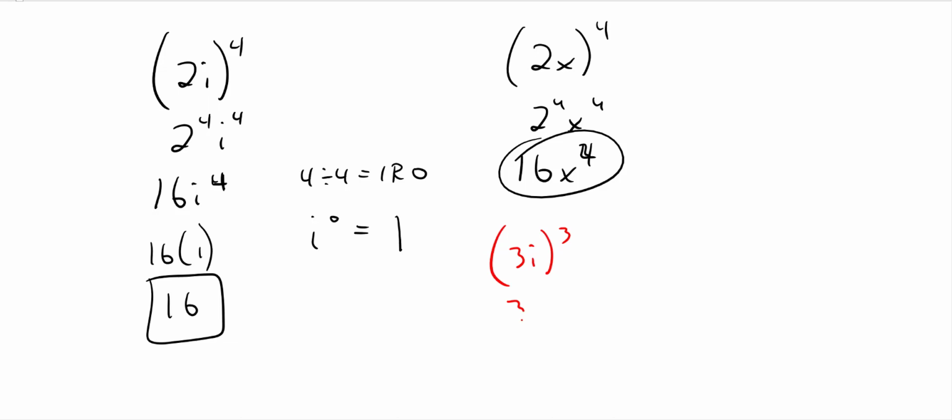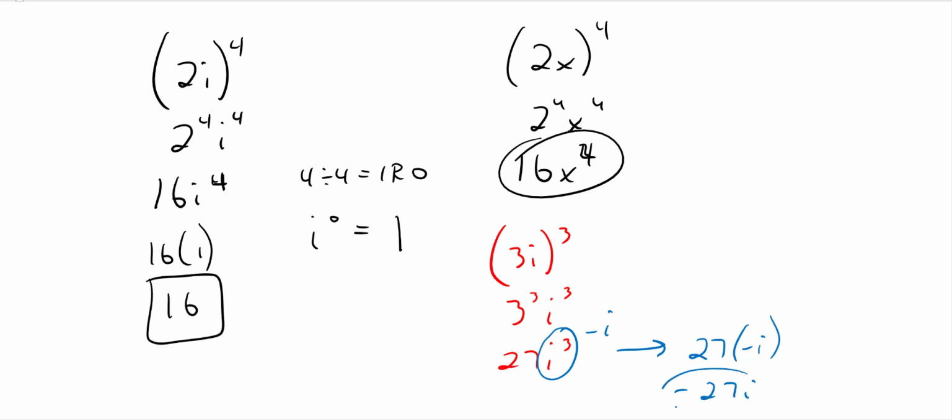Okay, well, 3 cubed, i cubed. So 3 cubed, put it in your calculator. It's 27, i cubed. Now just look at your chart. You don't have to divide because you already have a 3 there. What does i cubed equal? This is equal to negative i. So the answer to this problem is 27 times negative i. So negative 27i. That's the answer.